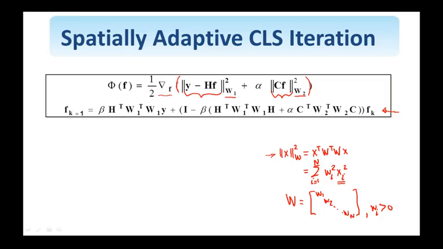I should comment here that this iteration cannot be taken to the discrete frequency domain even when H and C are block circulant, simply because the weight matrices W1, W2 are not block circulant, and therefore I cannot take it to the discrete frequency domain. So in implementing this iteration, I could either implement it in the spatial domain or alternate between the spatial and frequency domain. The convolutions are performed in the discrete frequency domain, and then we take the result back to the spatial domain to implement the weights and go back and forth that way.